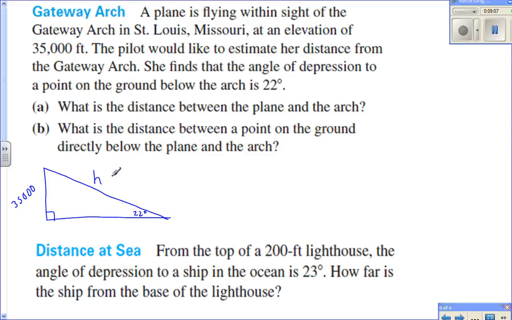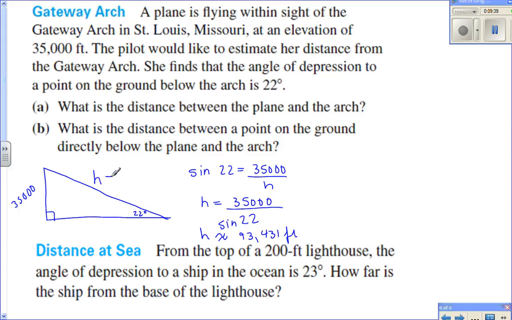So we have opposite over hypotenuse, which is sine. So we would have sine of 22 equals 35,000 divided by h. So those are just going to switch places. So h equals 35,000 divided by sine of 22, which gives us approximately 93,431 feet. So our hypotenuse is 93,431 feet.